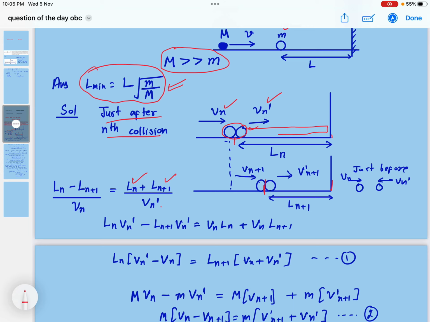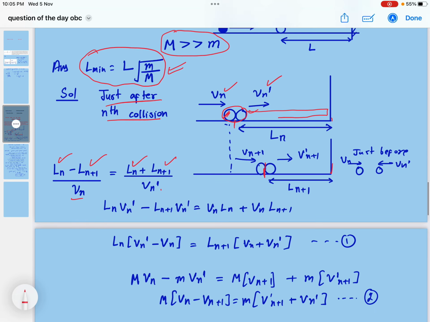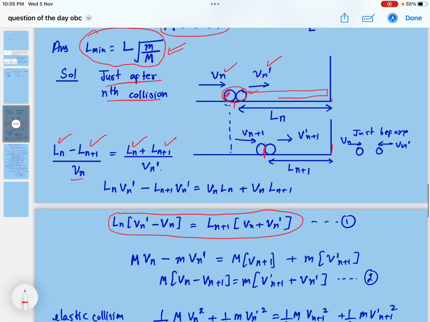All the collisions were elastic. Similarly, for this back ball, how much distance is it covering? Ln minus Ln plus 1. That distance upon velocity Vn, right? Now if you rearrange the terms, we get a very beautiful relation. And then what else can we do? We can make it even more beautiful.